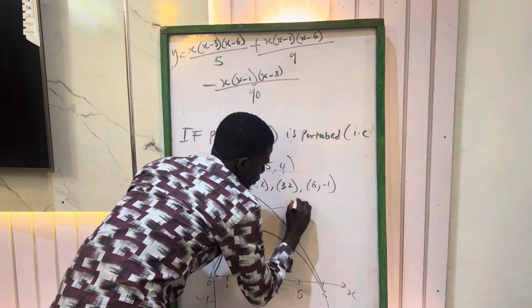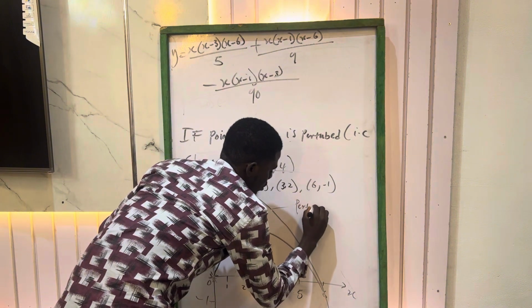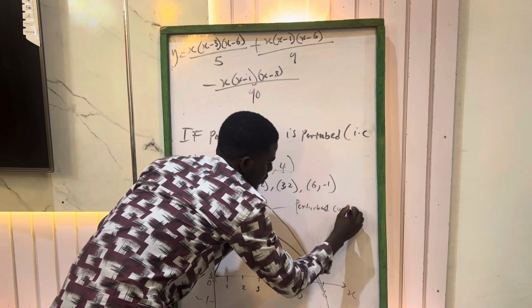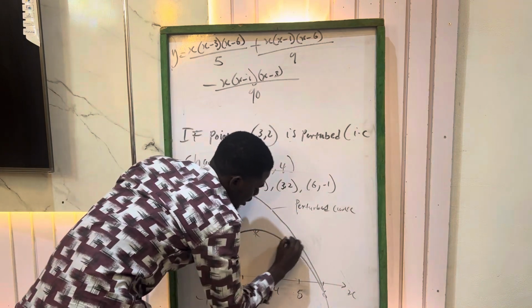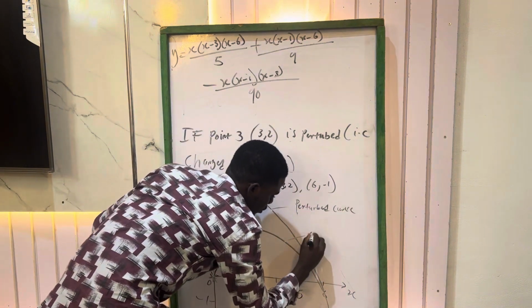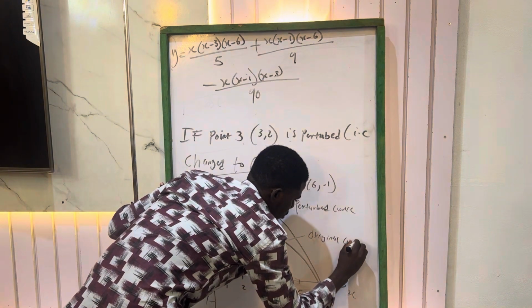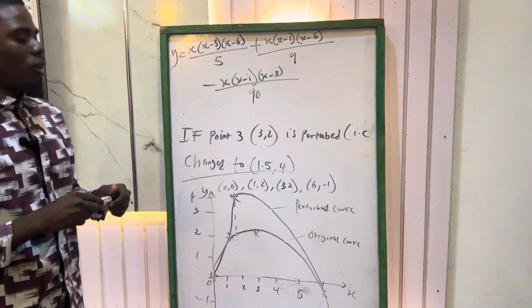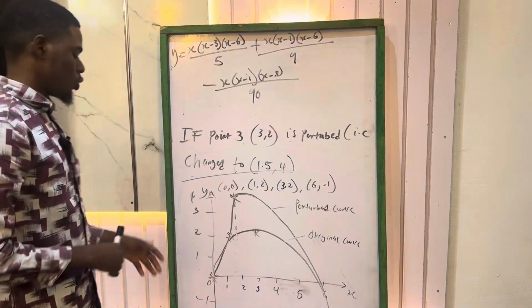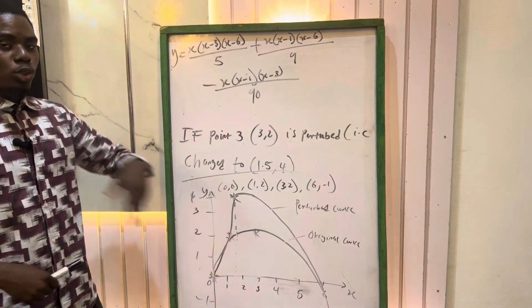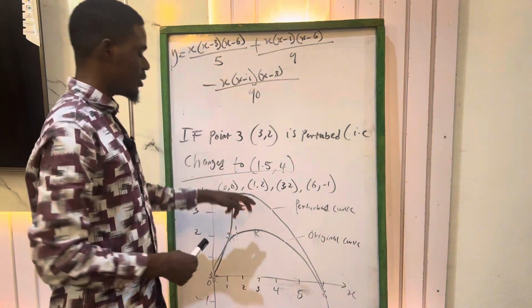So now this is going to be the perturbed curve, and this is going to be the normal curve that was given in the question. So this is our original curve. This is just explaining what that question is saying. So it means that if you are perturbing this point, you are changing this point to this place. What is going to be the new equation that represents this curve?